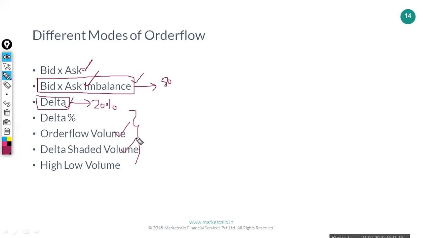Again, delta shaded volume is one of the variations of order flow volume charts, where it is color coded based upon the delta. So wherever the delta is higher, you will be getting lighter shades. Wherever the delta is lower, you will be getting darker shades. So that's how the delta colored volume happens.